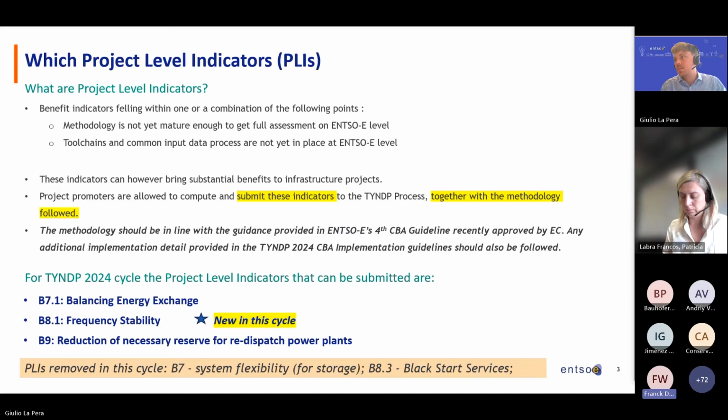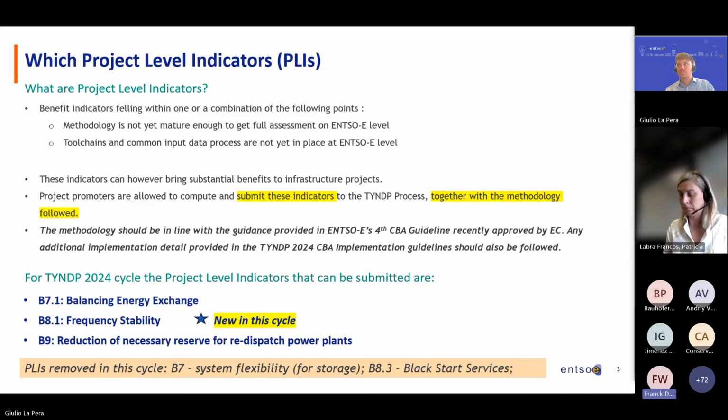Meaning we check the values, we check also the methodologies applied for computing these project level indicators. And if we give them the green light, this can of course be part of the project sheets of the project. So like I just mentioned, these benefits can bring a substantial benefit to the infrastructure project. So it's something always valuable to have in if possible.